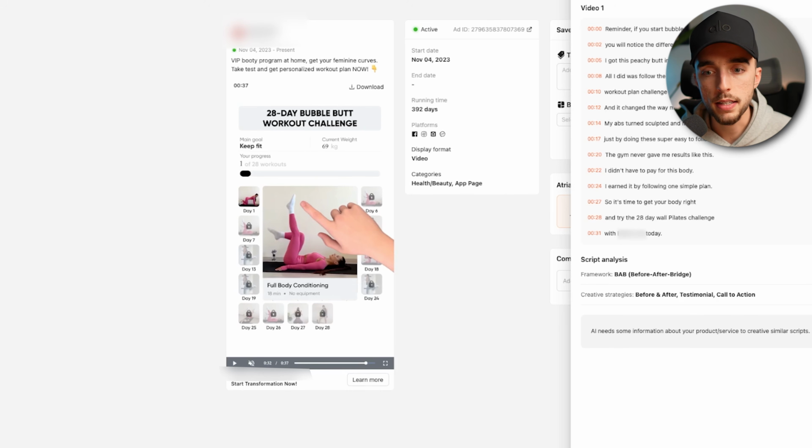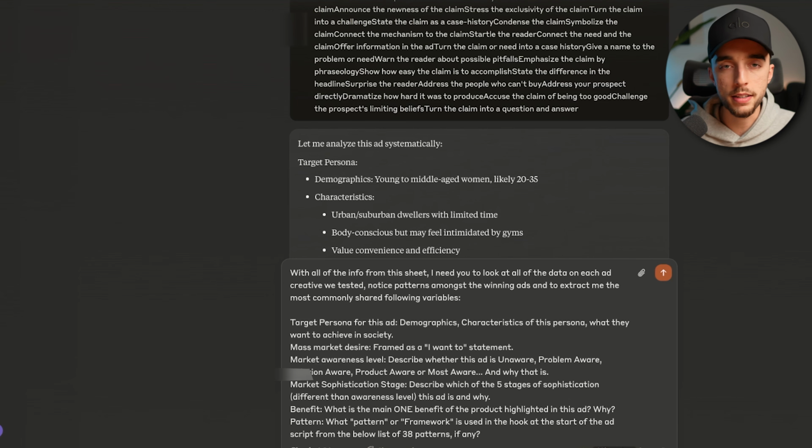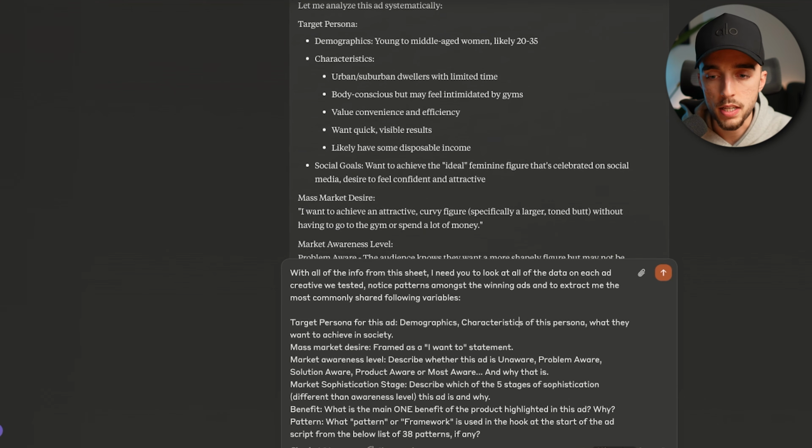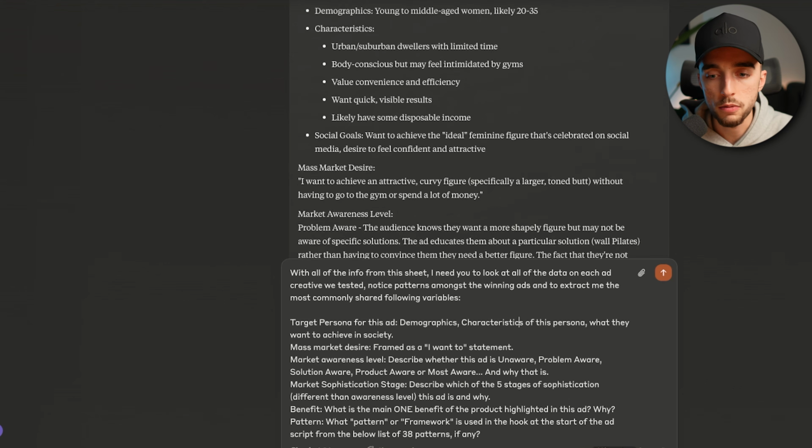What I showed you is kind of a way to go between level 2 and level 3. It's like because all you're doing here is you're actually extracting the winning variables behind the winning ads of your competitors, so that you can then use that to make your own ad creative. You can then use this information and say, like, here's a target persona, you know, here's its mass market desire, here's the market awareness level, so on and so forth.